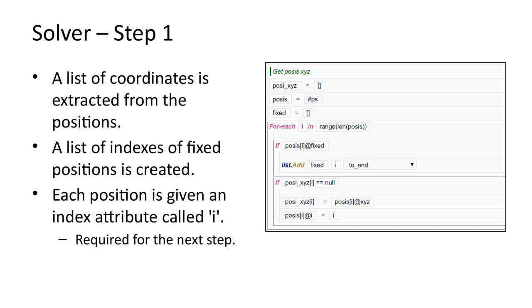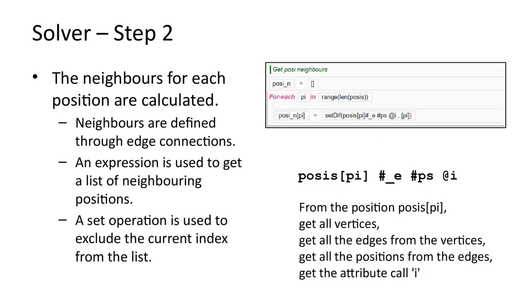The first step is exactly the same as the previous minimize detours example. The XYZ coordinates and indexes of the fixed positions are retrieved. The second step is different.